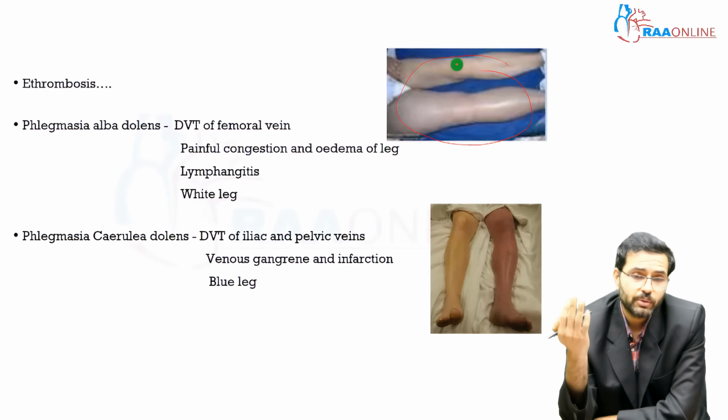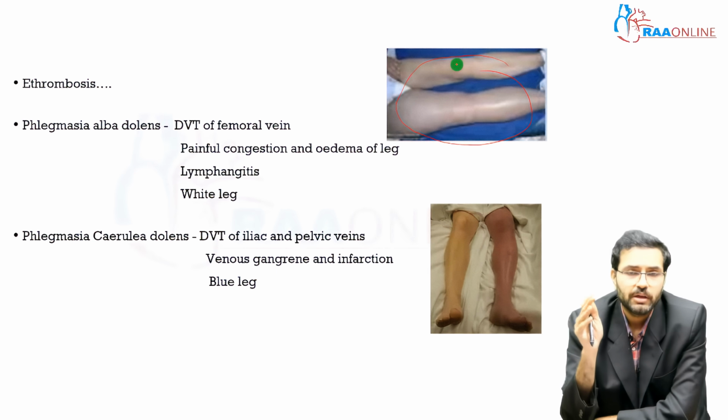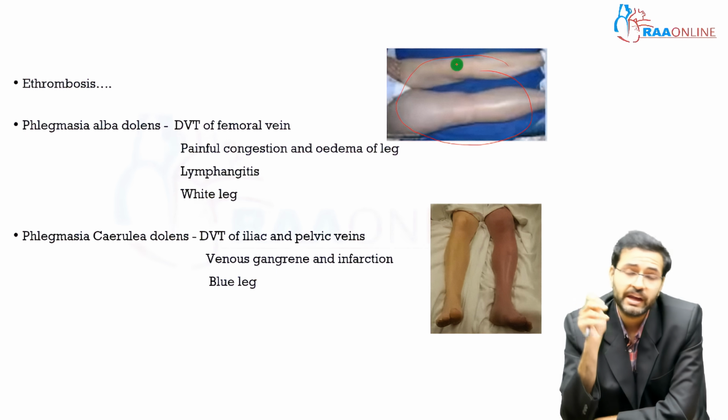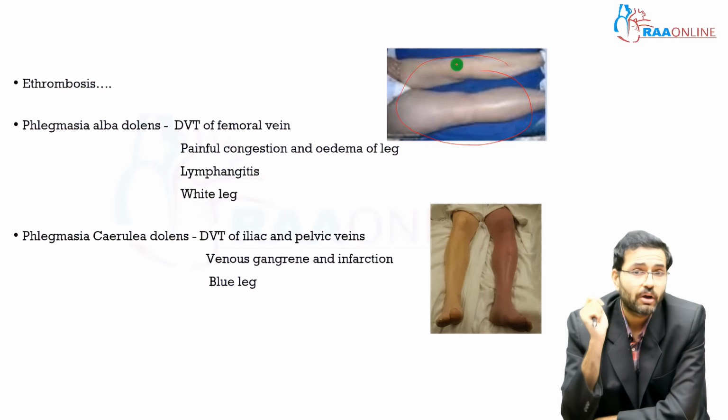So phlegmasia caerulea dolens is also called blue leg. When you have a deep vein thrombosis of the iliac and pelvic veins, you find there is extensive venous stasis, venous gangrene and infarction associated with edema, giving the limb a bluish appearance, and hence it's called blue leg.